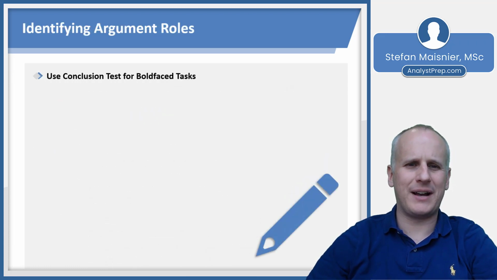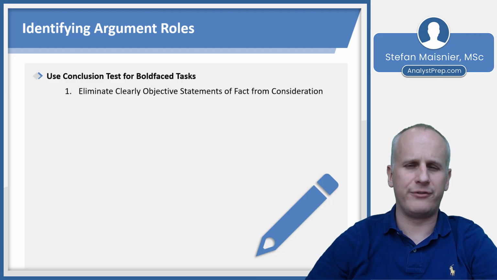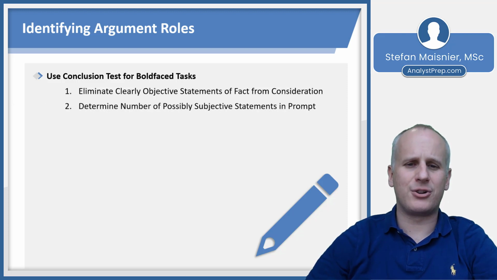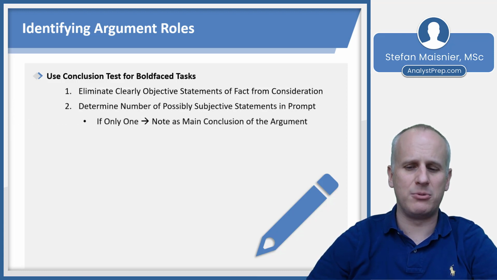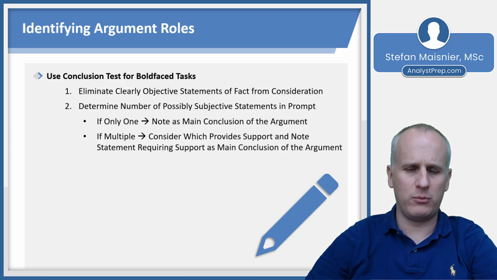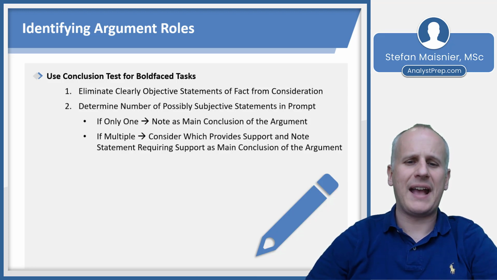So let's talk about how we identify the argument roles. And you're going to pretty much assume that you're going to need to use the conclusion test to address these bold-faced role style questions. So first, eliminate from consideration any clearly objective statements of fact. Then you want to determine the number of possibly subjective statements in your prompt. If there's just one, that has to be your main conclusion. But if there is more than one possible opinion that could be your main conclusion, consider the direction of support and determine that the statement requiring support must be the main conclusion of the argument.